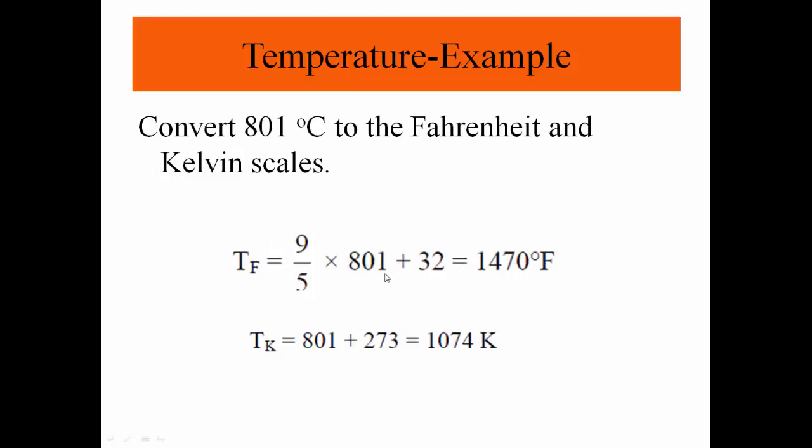Next example, convert 801 degrees Celsius to the Fahrenheit and Kelvin scales. So 9/5 times 801 plus 32. The answer will be 1470 degree Fahrenheit. For finding Kelvin, we have 801 plus 273, which is going to give us 1074 Kelvin. So these are all the calculations we need to do for temperature conversion from Celsius to Fahrenheit, Celsius to Kelvin, Fahrenheit to Celsius, Fahrenheit to Kelvin.